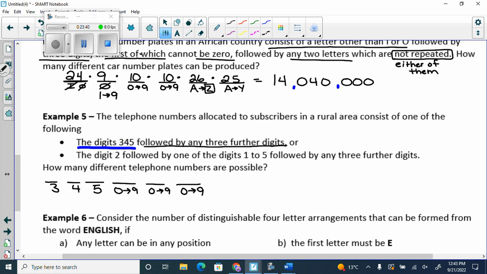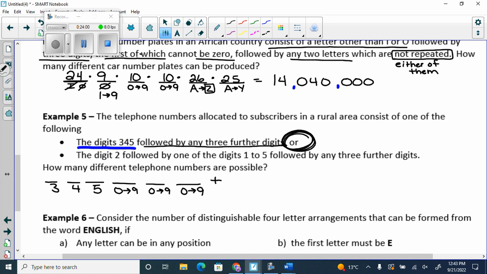Or. Oh my goodness, we have the big word or. We have cases. We have case 1 or case 2. When we have or what do we use? What operation? Add. Because and we multiply, or we add. So we always add our cases. So we're going to do this plus, now let's discuss the next one.